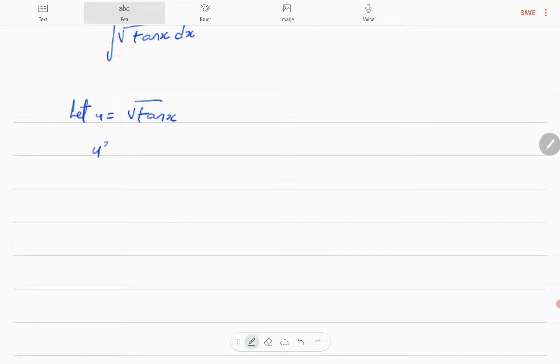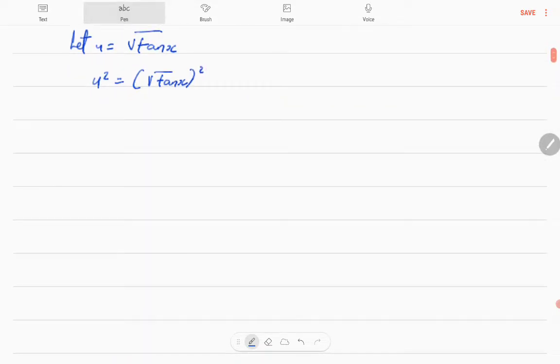Of course, when you square both sides, you have u squared is equal to tan x. Then finding the derivative of both sides, we will have 2u du is equal to sec squared x dx. And of course, from our trigonometry identities, we have sec squared x equal to 1 plus tan squared x. So we are just going to substitute it here.